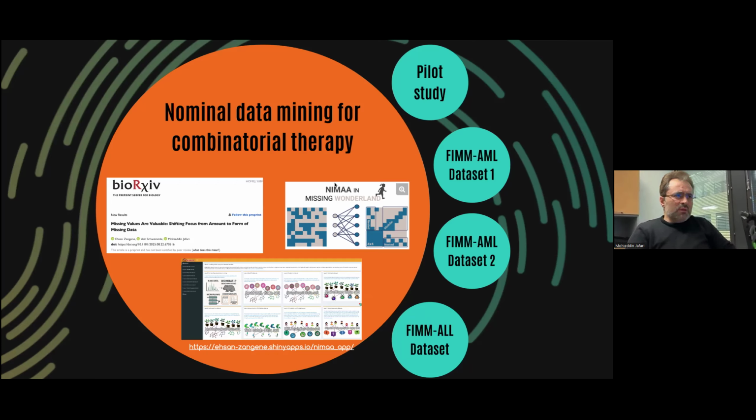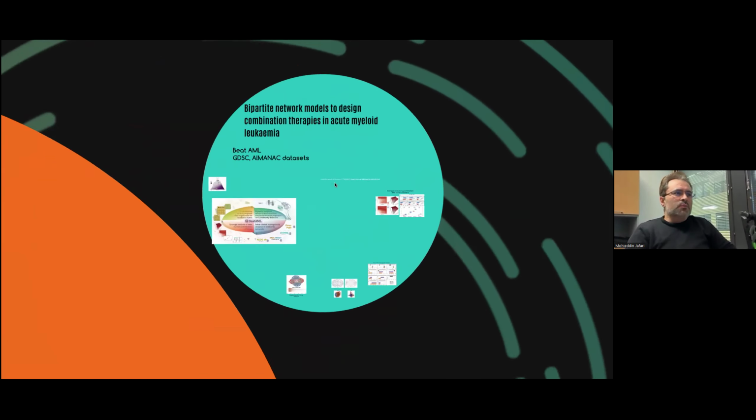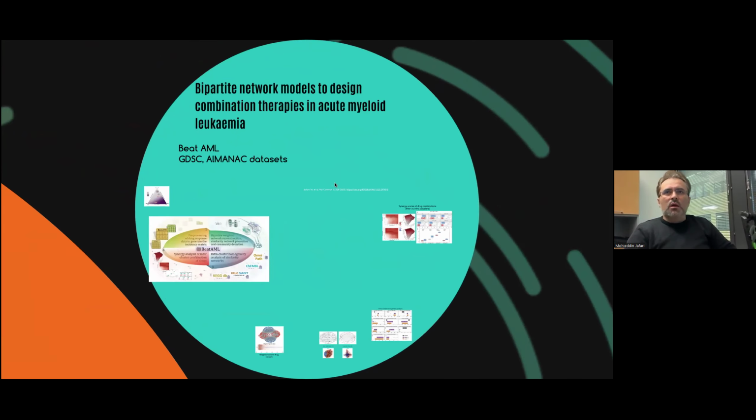We designed four different studies so far. One of them is a pilot study in which we use public datasets containing single drug response data, and we test our workflow to suggest the best combination of drugs. In this pilot study, we use BeatAML as the main study, and also GDSC and the ALMANAC datasets. The ALMANAC dataset has both single and combinatorial drug sensitivity assays, but BeatAML and GDSC only have single drugs.